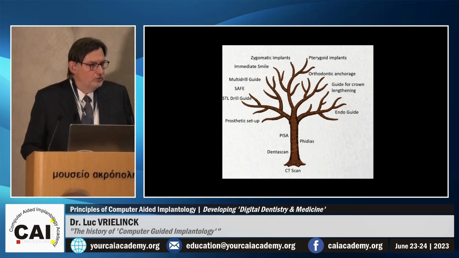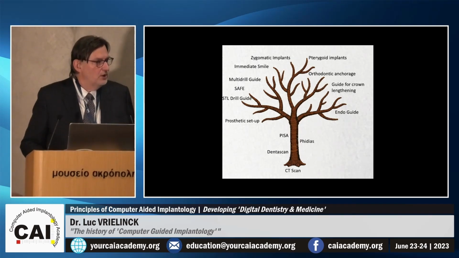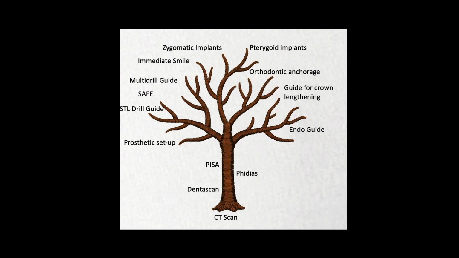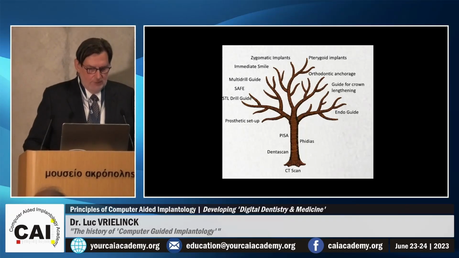Then we have immediate smile, which we call immediate loading today. We have zygomatic implants, we have pterygoid implants, we have non-implant related applications like orthodontic anchorage, guide for crown lengthening, and more. So you see this tree is really blossoming, and I think we will have more and more branches coming out. It's not for us to develop them, but it's for you to develop them, and I think it will be a very beautiful tree.